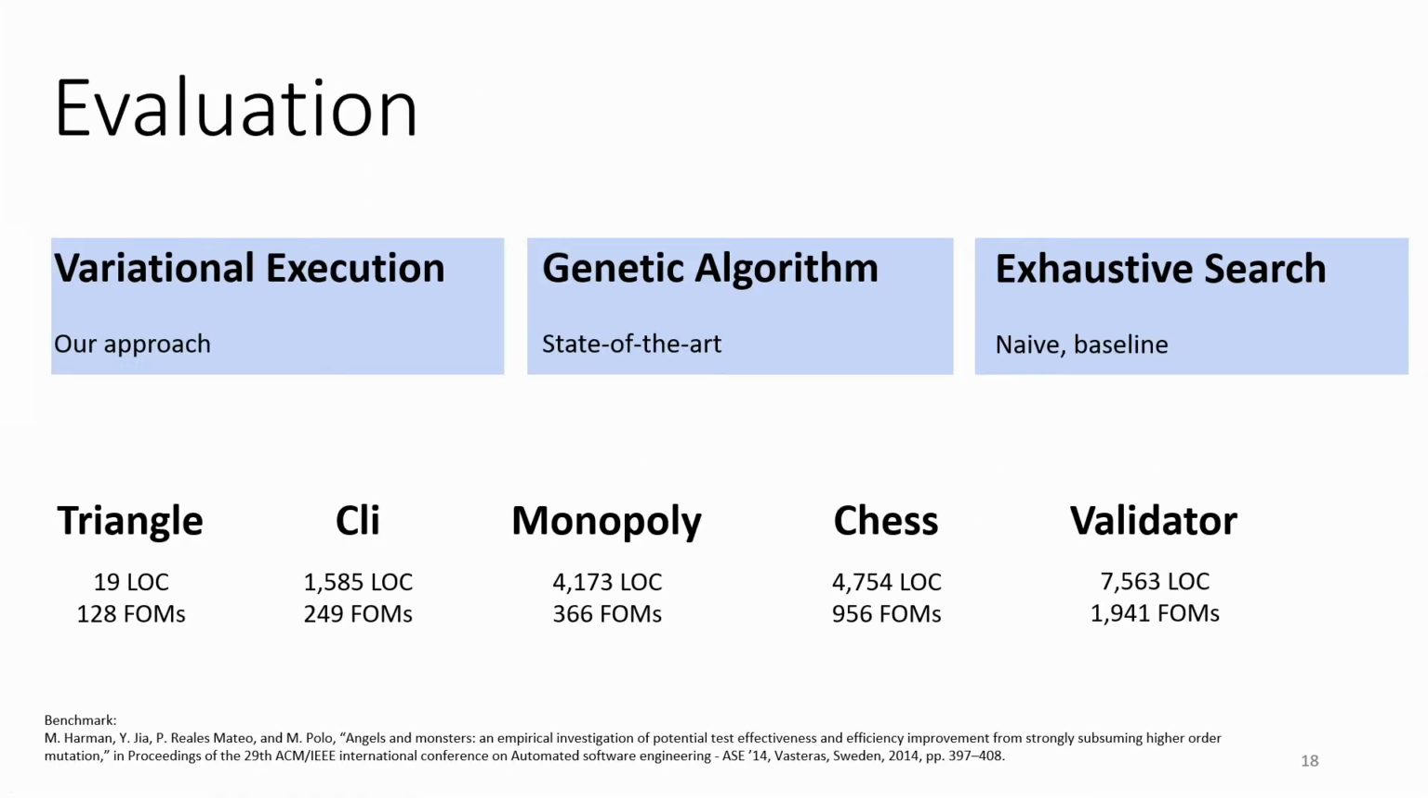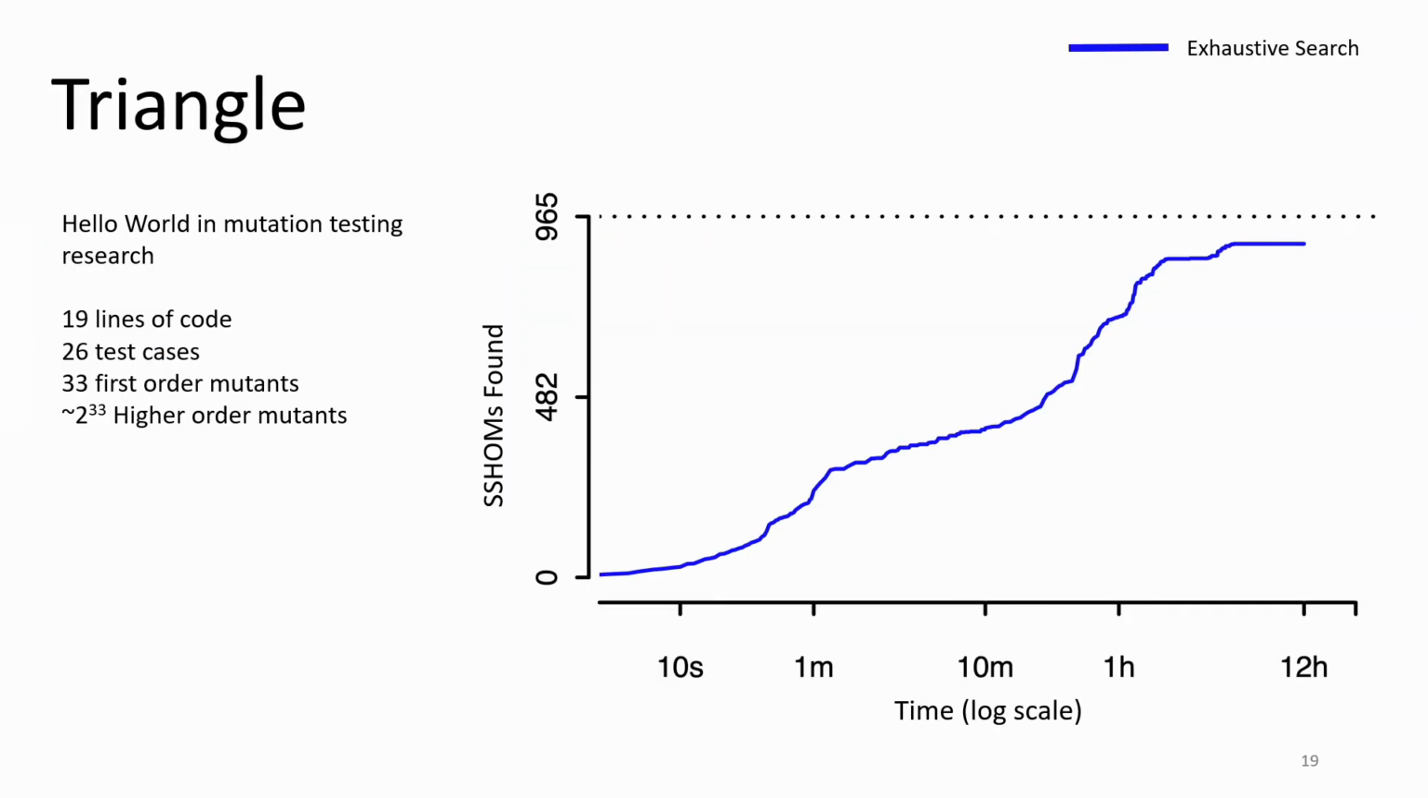We evaluated our variational execution approach against the state-of-the-art genetic algorithm search, as well as a naive baseline exhaustive search. We ran these 3 searches on 5 programs: Triangle, which is a small program commonly used in mutation testing work, as well as 4 programs used in the largest previous study on finding strongly subsuming higher-order mutants. These programs range in size from 19 lines of code to 7,000, and the largest of these programs contains around 2,000 first-order mutations.